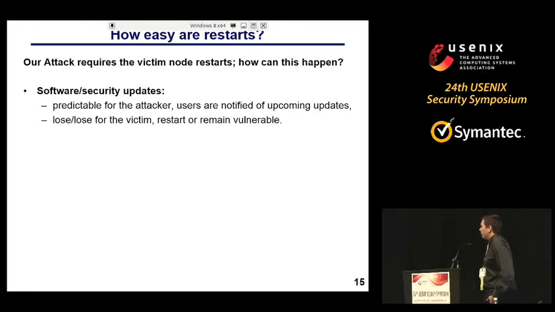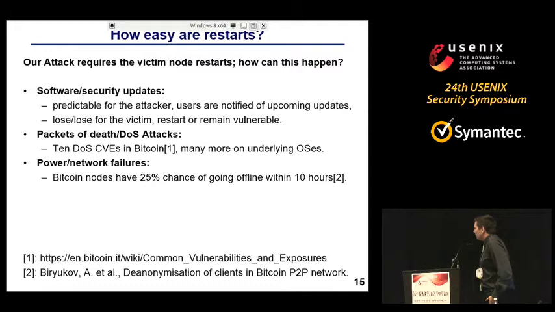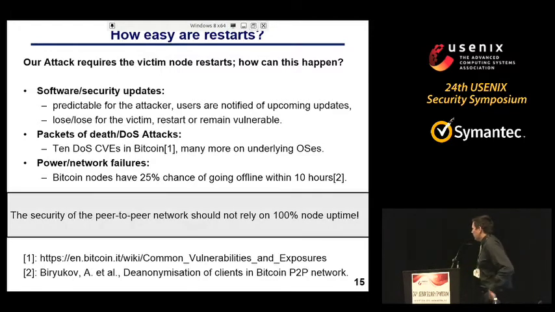Also, there are critical security vulnerabilities that are released that the victim either needs to patch or risk being exposed, so it's lose-lose for the victim. There have been several denial of service and packets of death CVEs in Bitcoin and many more in the underlying OSs. And one study said that within about 10 hours, a public Bitcoin node has about a 25% chance of going offline. And then finally, the security of Bitcoin's peer-to-peer network should not rely on 100% node uptime.